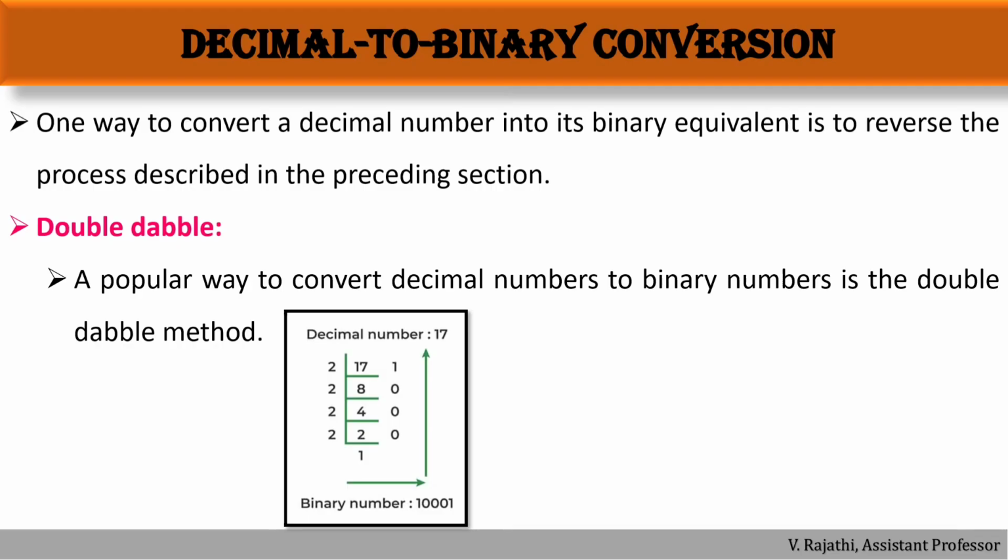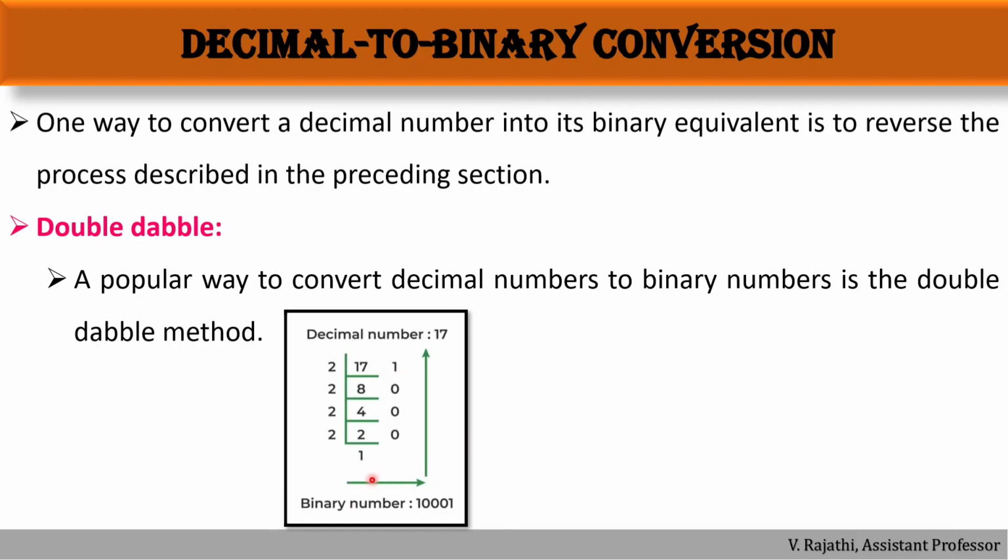Decimal to binary conversion. One way to convert decimal numbers into their binary equivalent is to reverse the process described in the preceding sections. It's like a reverse order, because we already studied how to convert binary to decimal, with 2 power 0, 2 power 1, but here it's a reverse order. We are using the double table method, a popular way to convert decimal numbers to binary. So this is called the double table method.